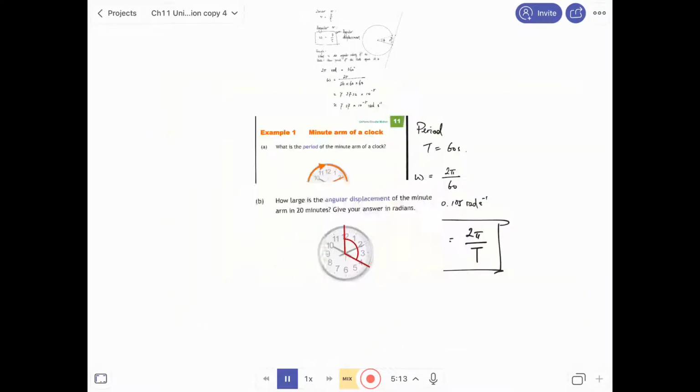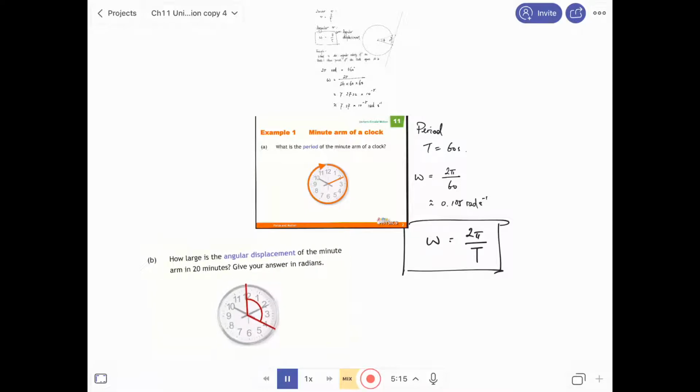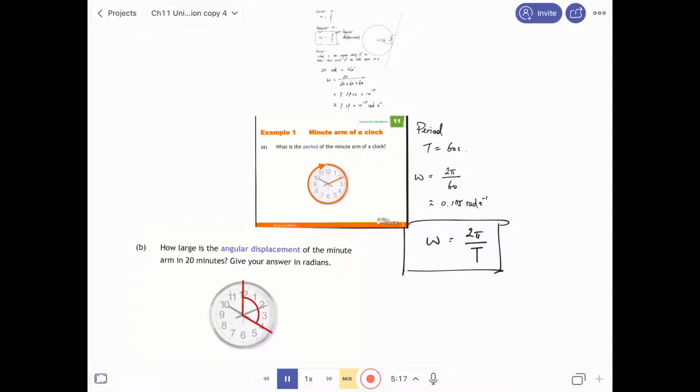Another quick practice. How large is the angular displacement of the minute arm in 20 minutes? And we should express our answer in radian. Bear in mind 360 degrees is identical to 2 pi, which means theta is 2 pi, and 20 minutes should be 1/3 of a whole revolution, so 20 over 60. And therefore your answer should be 2 pi over 3 radian.